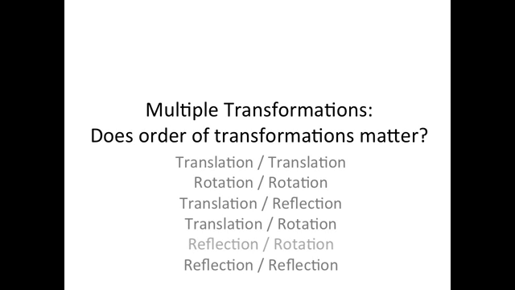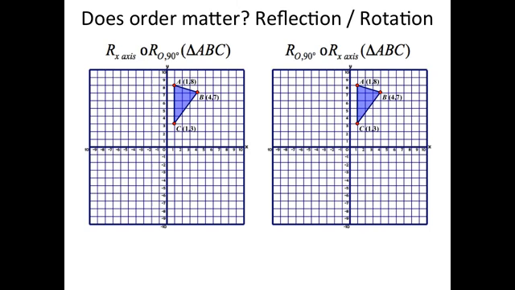Next, we're going to look at a reflection and a rotation. Does the order matter for those? So again, our terminology, this one says reflect over the x-axis. Then once I'm done with that, rotate around the origin 90 degrees for triangle ABC. And this one is saying first rotate around the origin 90 degrees. Then when I'm completed with that, take that new triangle and reflect it over the x-axis for triangle ABC.